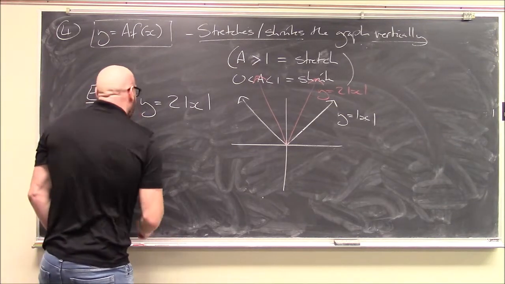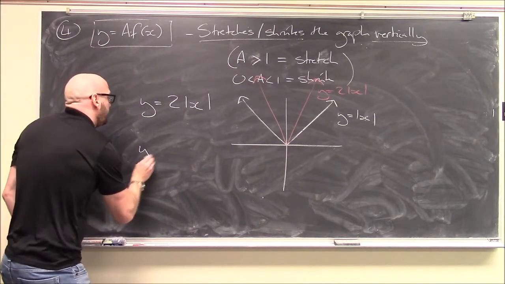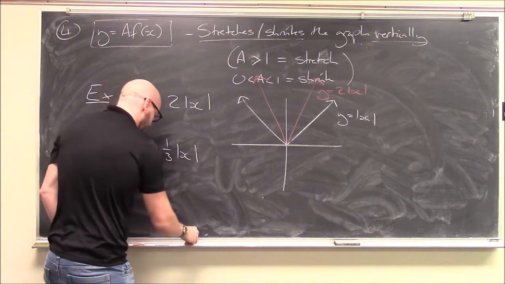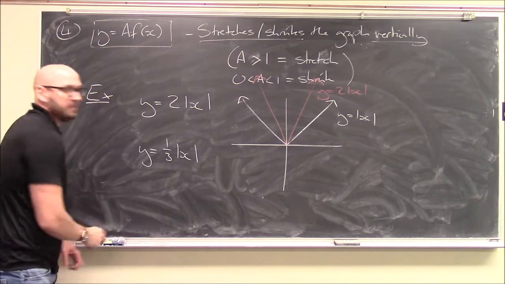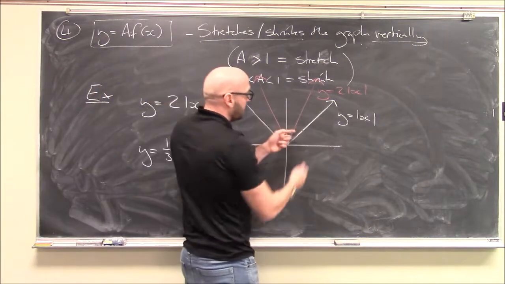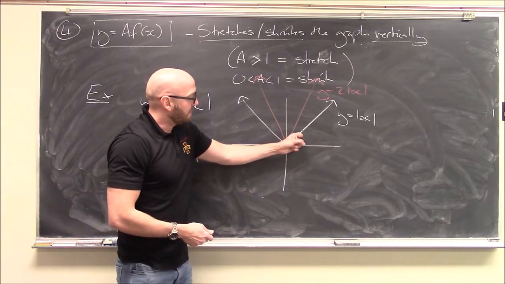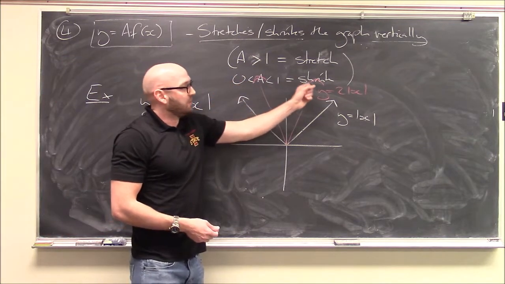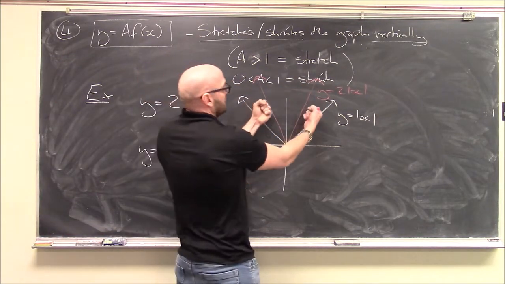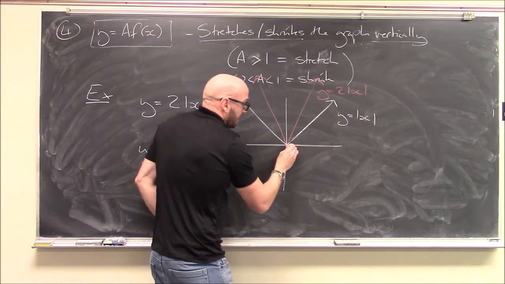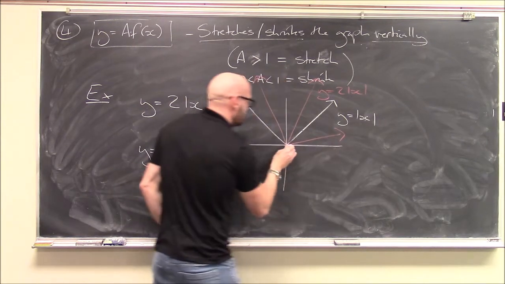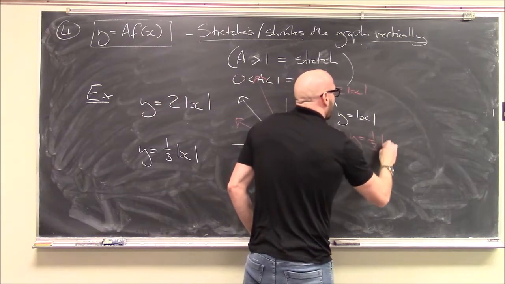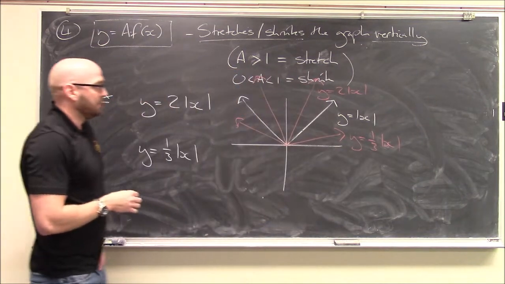Meanwhile, if I said, let's draw maybe 1/3 times the absolute value of x. Well, now I take the absolute value of x and I make all the y values 1/3 as big as they used to be. So 1/3 is between 0 and 1, so this is a vertical shrinking. I'm taking this picture and I'm vertically shrinking all the values by a factor of 1/3 in this case to get a picture like this. So there's y is 1/3 times the absolute value of x.